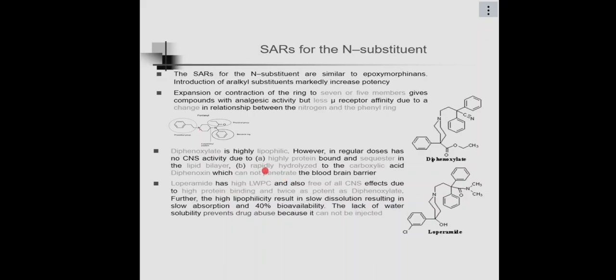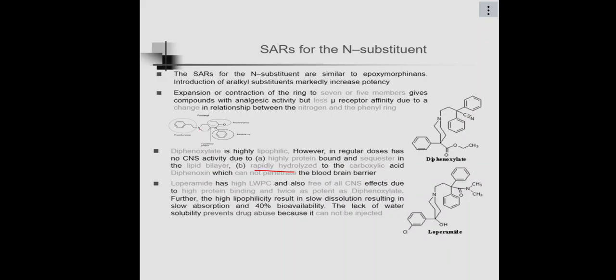It's also rapidly hydrolyzed to the carboxylic acid. So this drug is rapidly hydrolyzed to the carboxylic group. Because of this group there, once this is a nitrile group, it can form a carboxylic group there. And once it does that, it gives you the diphenoxin. I think there's an E there, diphenoxine, which again cannot penetrate the blood-brain barrier. So those are the 3 reasons why diphenoxylate is mainly a peripheral drug.